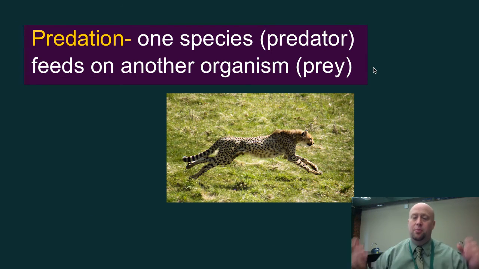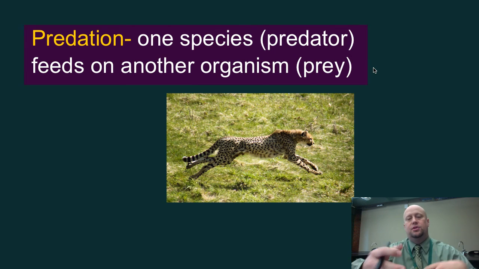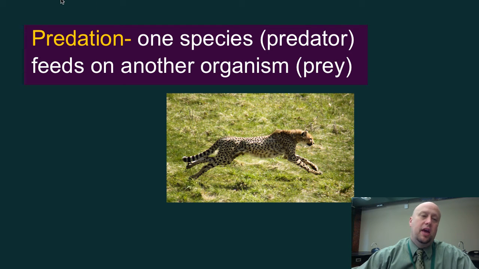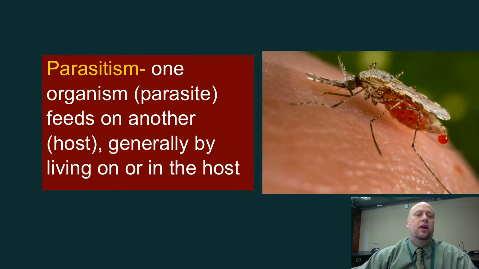We can have predation. Now, predation means that they're both not trying to get the same thing. It means that one thing is eating the other. So a cheetah here in this example might be chasing down an antelope. A cheetah is the predator, and the antelope would be the prey.